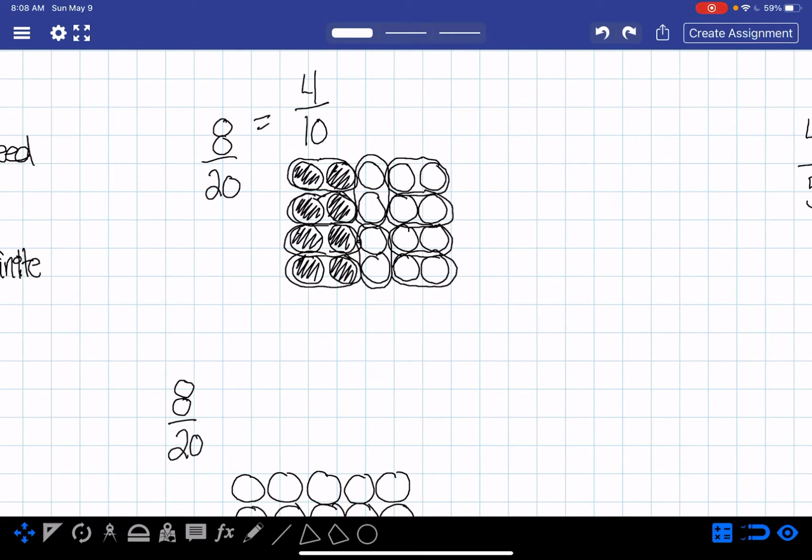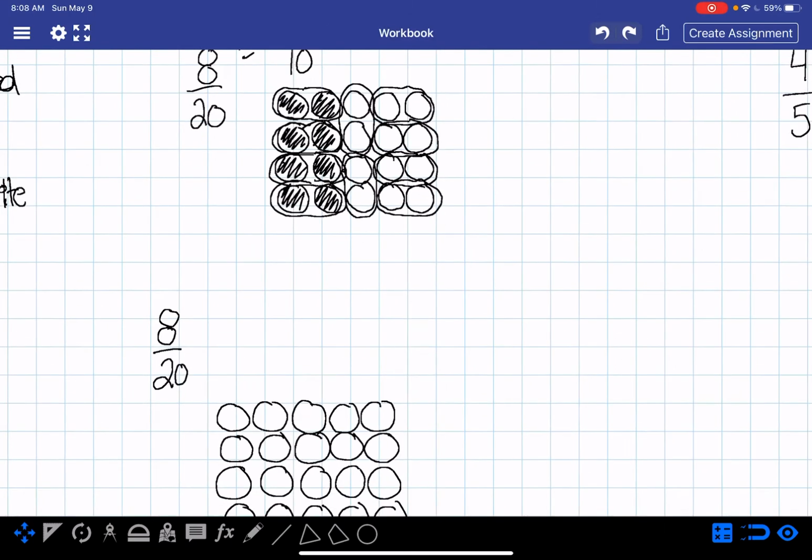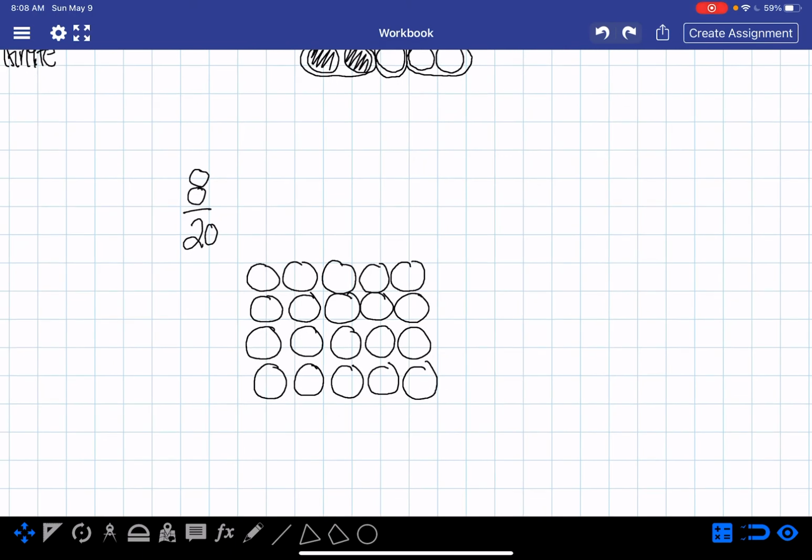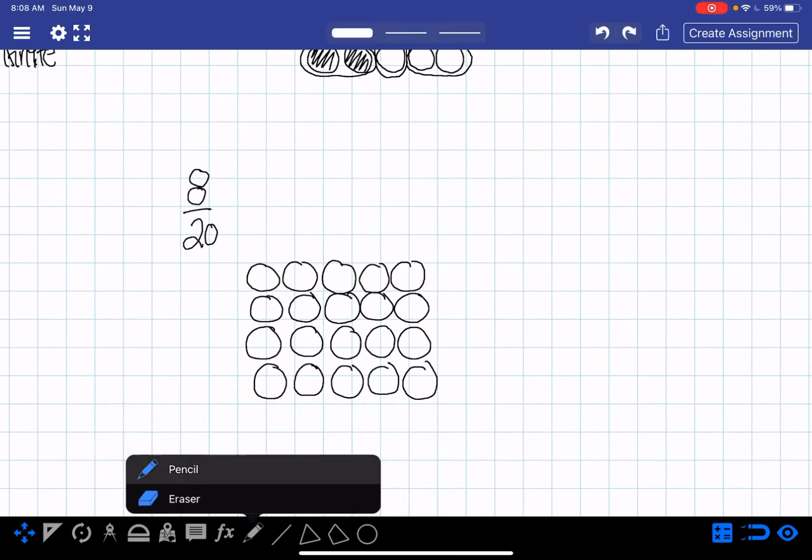All right, so I still hope that you can look at this and see those 2 fractions and that it forms equivalent fractions. Okay, now that's not all. So here are the same 8/20ths, right? I just have to color my circles again.